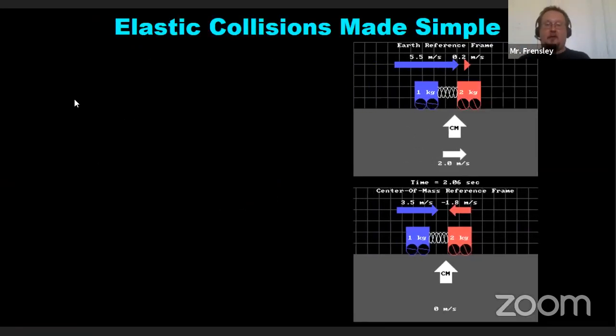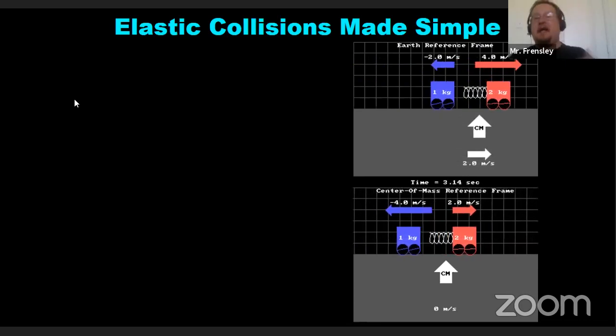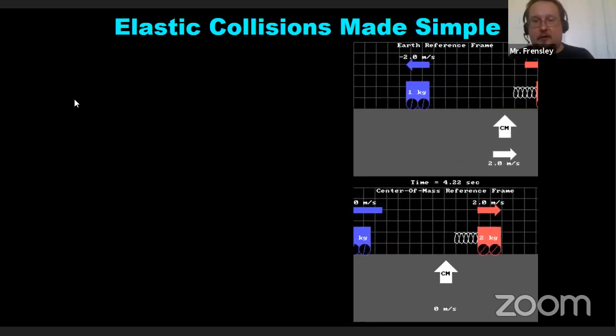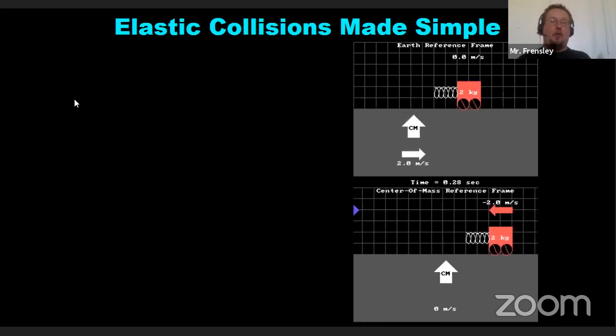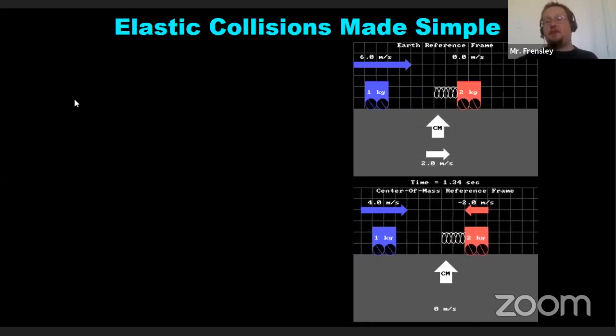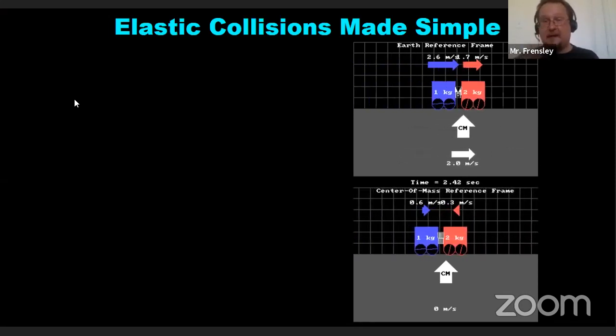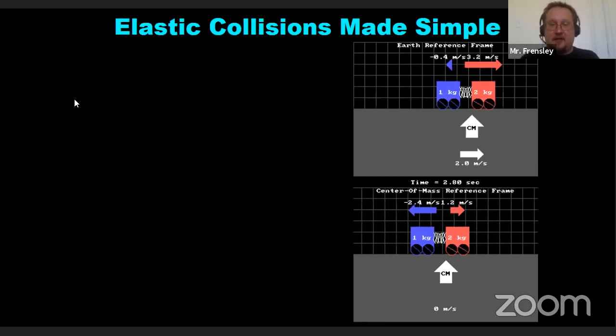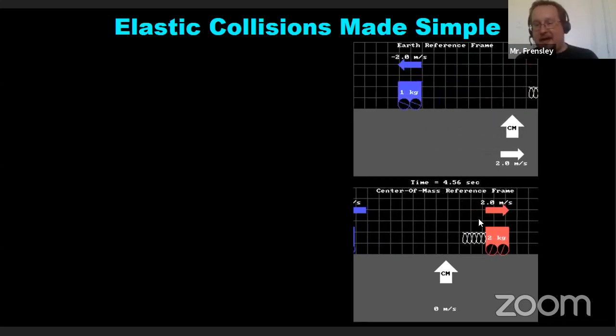Okay, so here's an elastic collision. Look at this. We have a 1 kilogram car going 6 meters per second. It collides elastically with that red 2 kilogram car. After the collision, the 1 goes backwards 2 meters per second. The 2 kilogram goes forwards 4 meters per second. You can see that up here in this animation right here. What's going on down here?